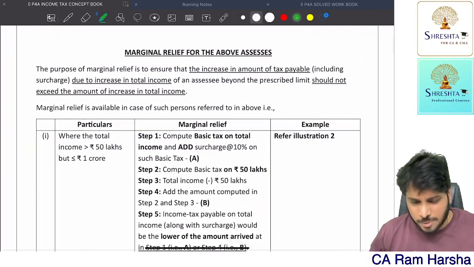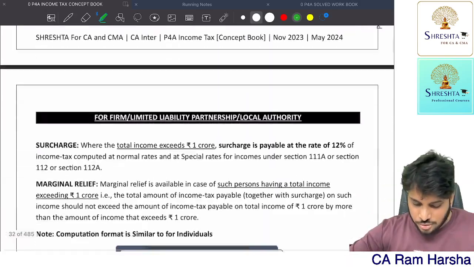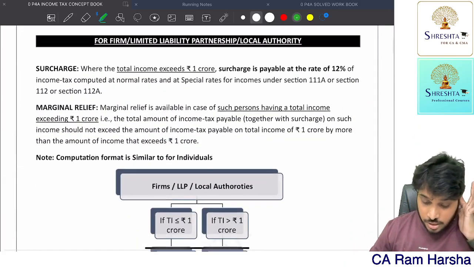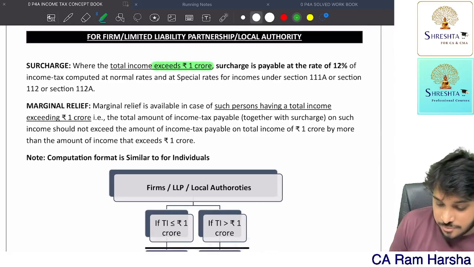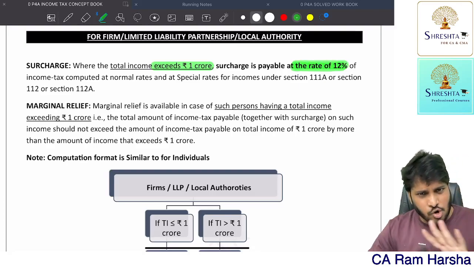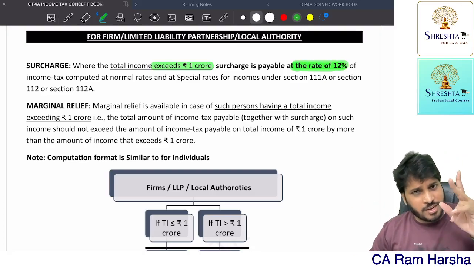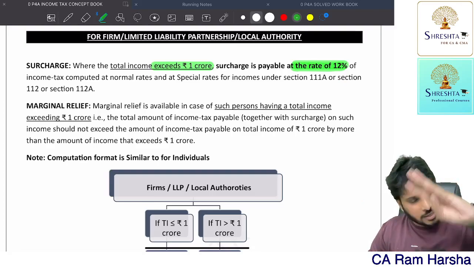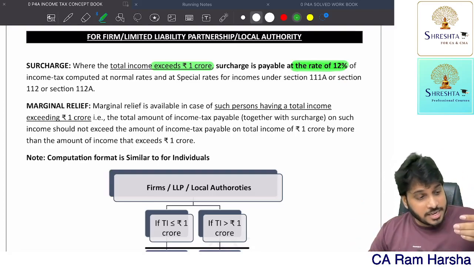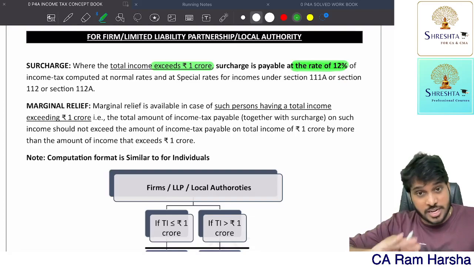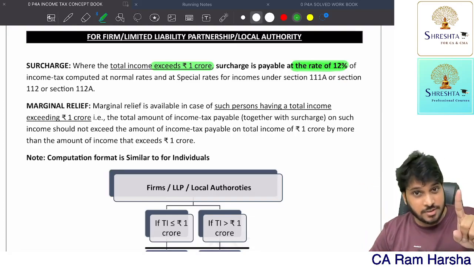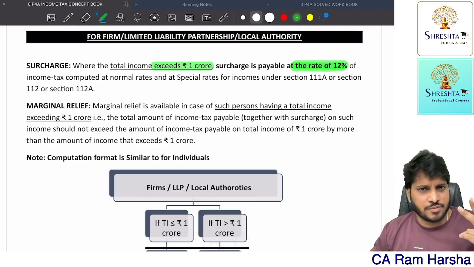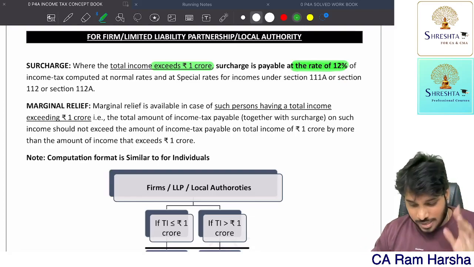Before I talk about marginal relief, let me talk about surcharge for partnership firms. What is the rate of surcharge applicable? If total income of the partnership firm exceeds 1 crore, straight away surcharge is payable at 12%. That's it. No more multiple rates. Only for individuals we have multiple limits: income crossing 50 lakhs, 1 crore, 2 crore, 5 crore. For AOP, we have 2 limits for surcharge. For a partnership firm, there is only 1 limit.